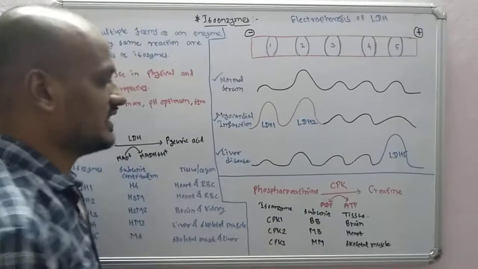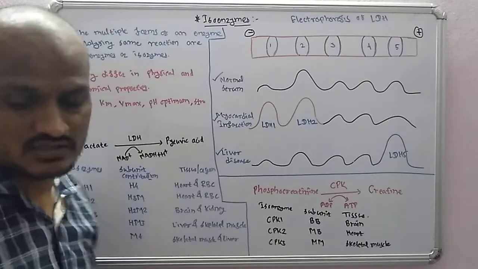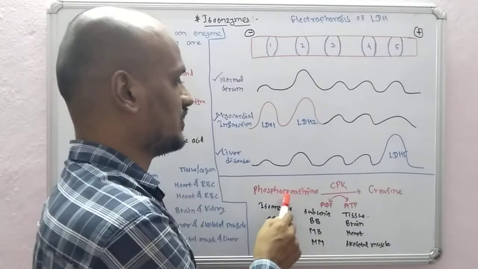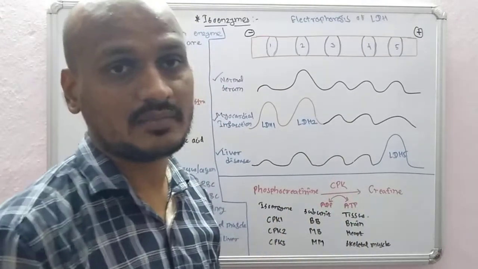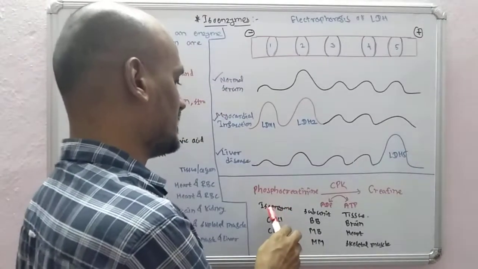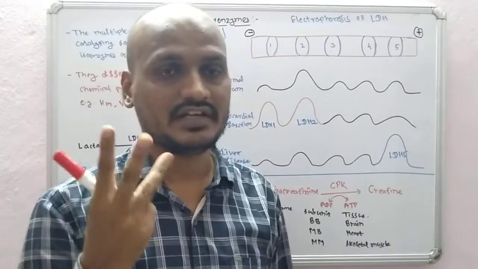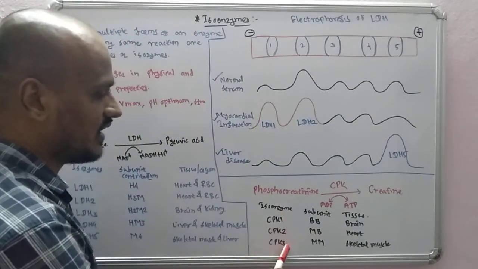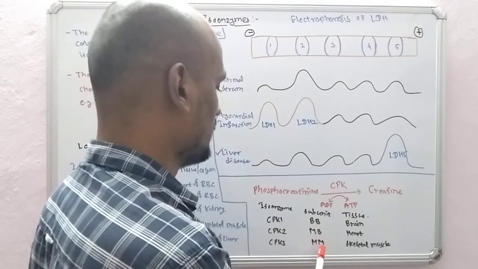Likewise, there is another enzyme, creatine kinase or creatine phosphokinase. Here phosphocreatine is converted into creatine, ADP is converted into ATP, and the creatine phosphokinase enzyme is involved. There are three different isoenzymes: CPK1, CPK2, and CPK3, with different subunits: BB, MM, and MB.